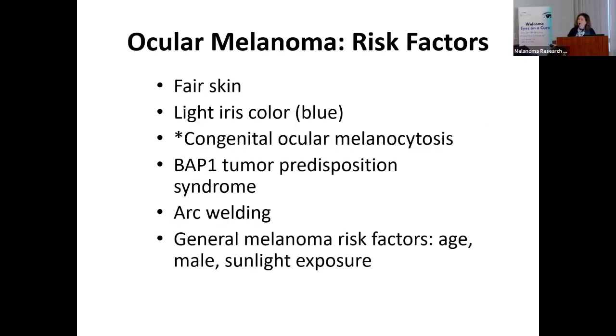Risk factors for melanoma are fair skin and a light color of the iris: fewer melanocytes in the iris give you a blue eye, more melanocytes, a brown or darker colored eye. Congenital ocular melanocytosis is a congenital increase in melanocytes in the eye. That is a risk factor for ocular melanoma. BAP1 tumor predisposition syndrome. Arc welding is a risk factor for melanoma. And then all the other risk factors for skin melanoma are into play here: age, male, and sunlight exposure.